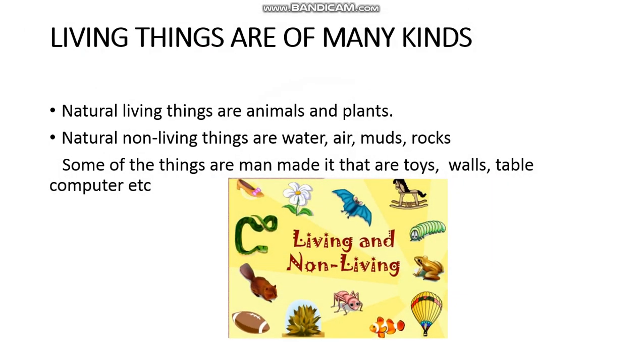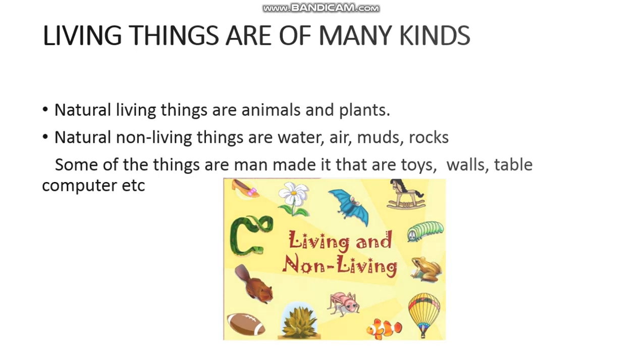Next, we move to living things. They are of many kinds. We don't have only one kind, we have many kinds. What are they? Natural living things are animals and plants. Natural non-living things are water, air, mud, rock. Some of the things are man-made, that are toys, walls, table, computer, etc. Even the human beings also are natural living things.